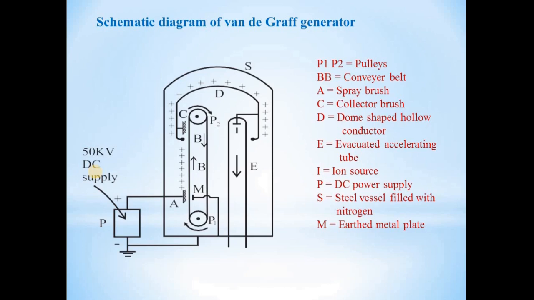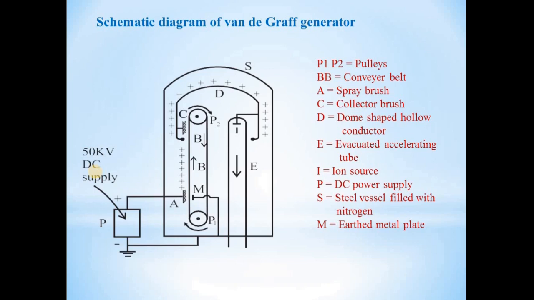Now E is an evacuated accelerating tube having an electrode I at its upper end, and that electrode is connected to the dome-shaped conductor. To prevent the leakage of charge from the dome, the pulley and belt arrangement, the dome and a part of the evacuated tube are enclosed inside a large steel vessel S, which is filled with nitrogen at high pressure.